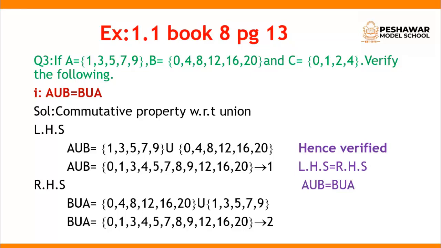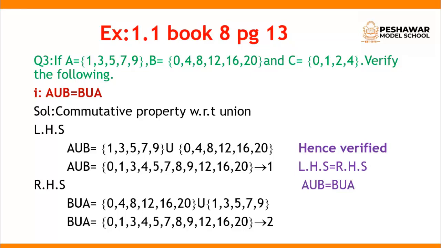How can we combine? In ascending order. A union B is equal to, the smallest value is 0. Then we come to 1. So 2 is missing in both these two sets. Now which order should we come to here? 3, 4, then 5, 7, 8, 9, 12, 16 and 20. It is the answer of the left hand side.